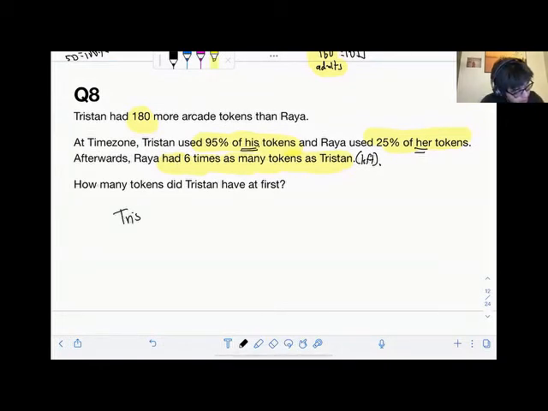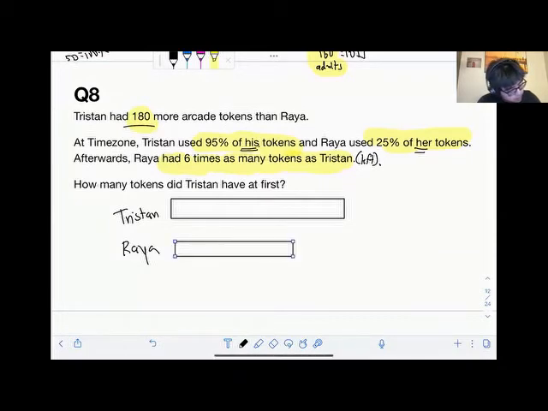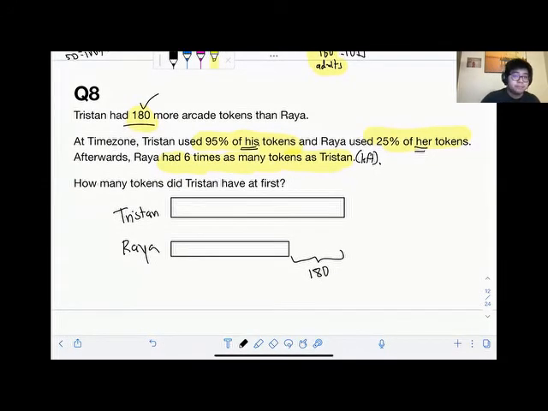So let's do, as usual, Tristan and Raya. Again, si Tristan had 180 more tokens than Raya. So siguro, we know that Tristan, Raya, yung pagitan nila is 180. At this point, I actually don't know kung tama ba yung box ni Raya. It could be like this, it could be like this. I don't know. And so I know that's something na kailangan kong i-correct once I have more information. But for now, okay na yung 180.